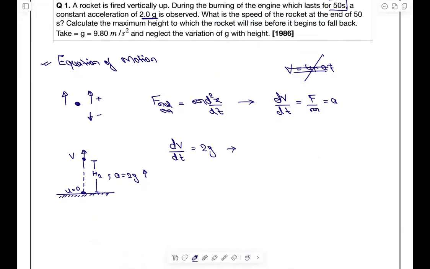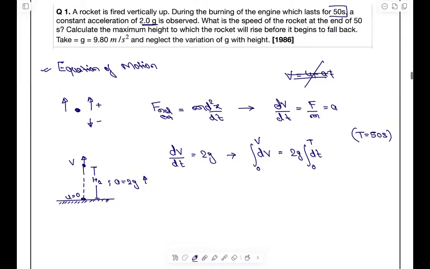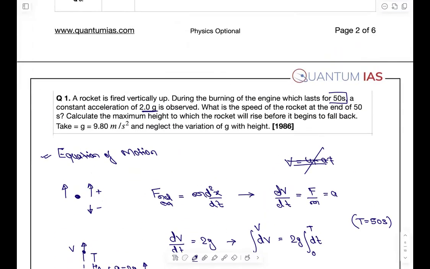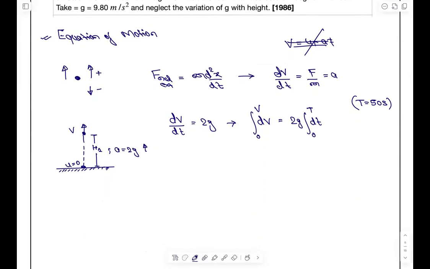Now you can integrate it easily. So for v, it will be from 0 to v, and 2g is constant. You can take it outside. dt, it will be 0 to t. So let's say t is equal to 50 seconds, which is the given time. At this height, t is given, that is 50 seconds. So we need to calculate this. So if you will integrate it, that's a very easy integration. It will be simply 2gt.